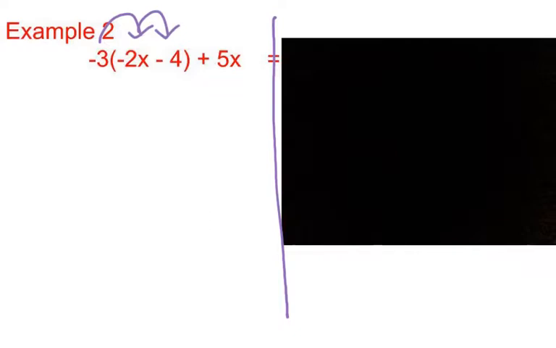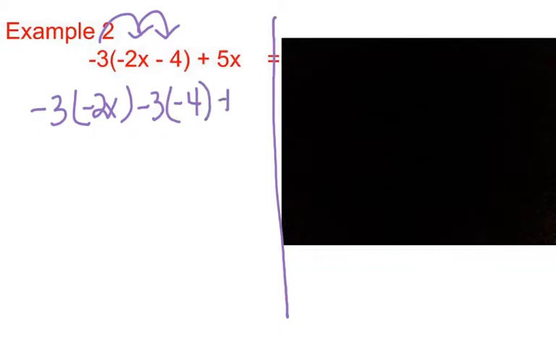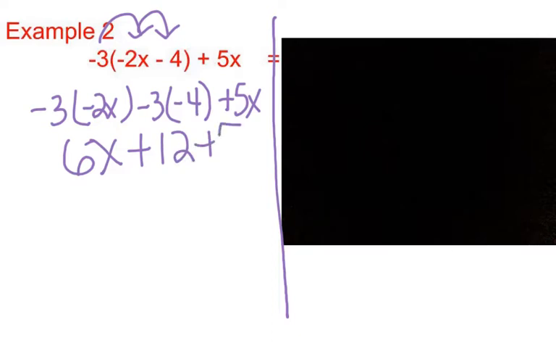Remember, the 5x is not in the parentheses. So the negative 3 is multiplied by the negative 2x. And the negative 3 is multiplied by the negative 4. But not the 5x because it's not in the parentheses. Distributing is doing the multiplying of that factor by what's only in parentheses. Negative 3 times negative 2 is positive 6x. Negative 3 times negative 4 is positive 12. And then we have the 5x.